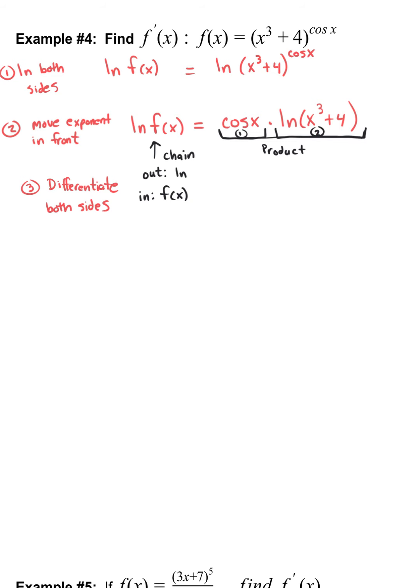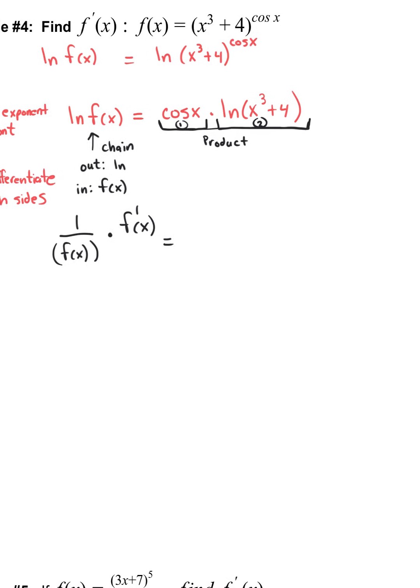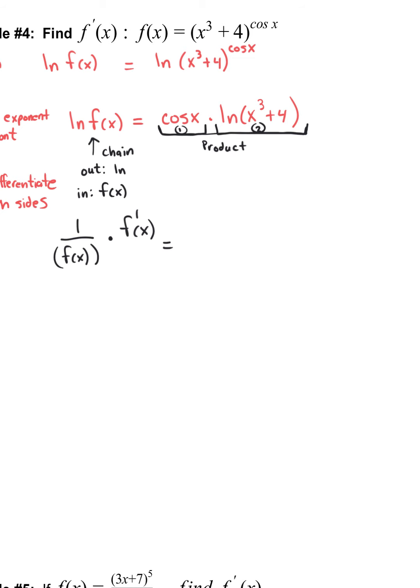On the left, the derivative of ln, the derivative of the outer, is 1 over something. The inner as is is f of x. And the derivative of the inner is, we're just going to use f prime of x. Okay, now on the right-hand side, we've got a product rule. So I'm going to move this over. 1 as is, the cosine of x. All right. For D2, that's going to be a chain rule.